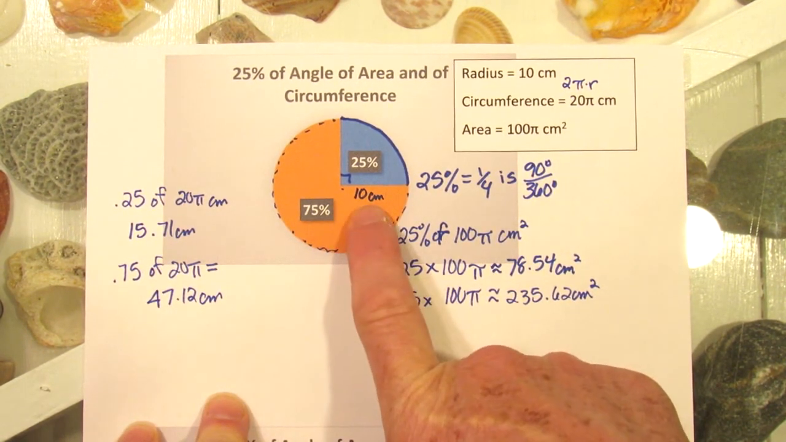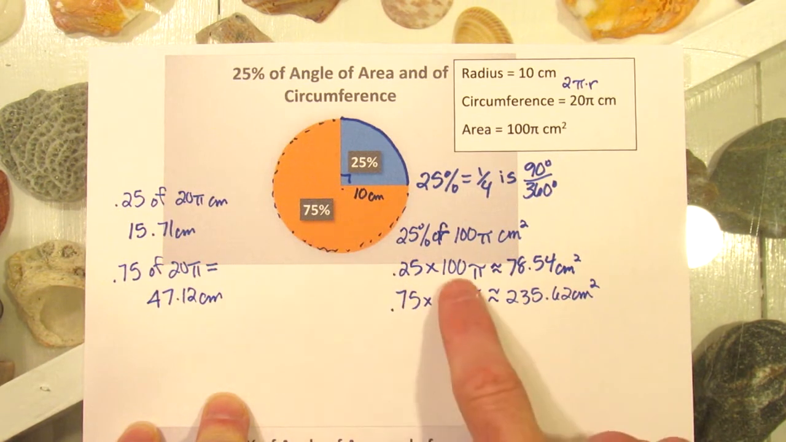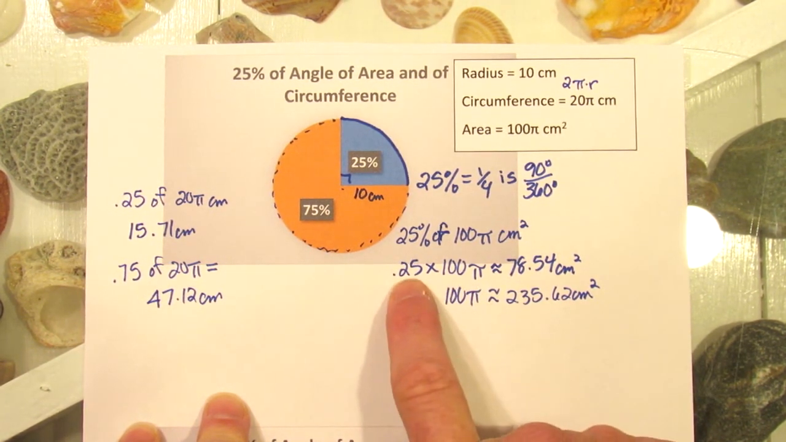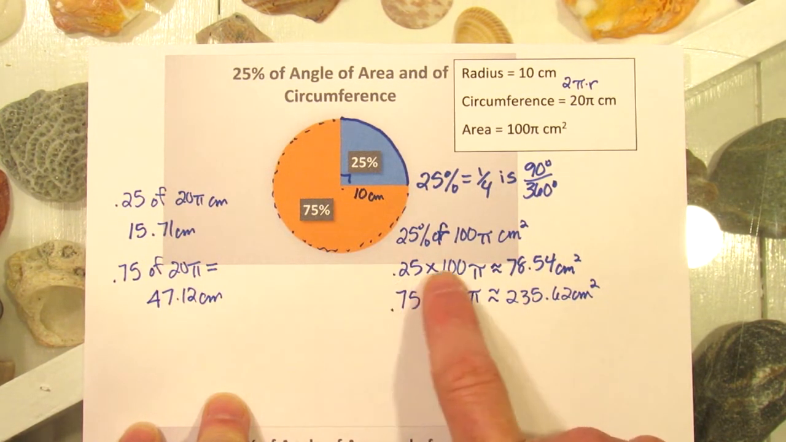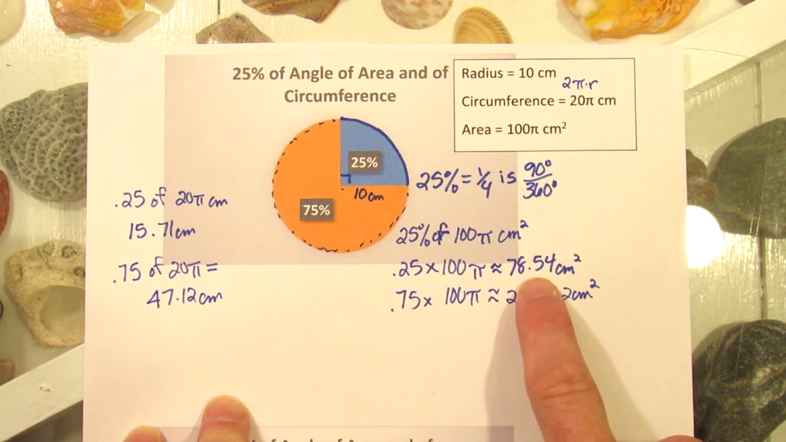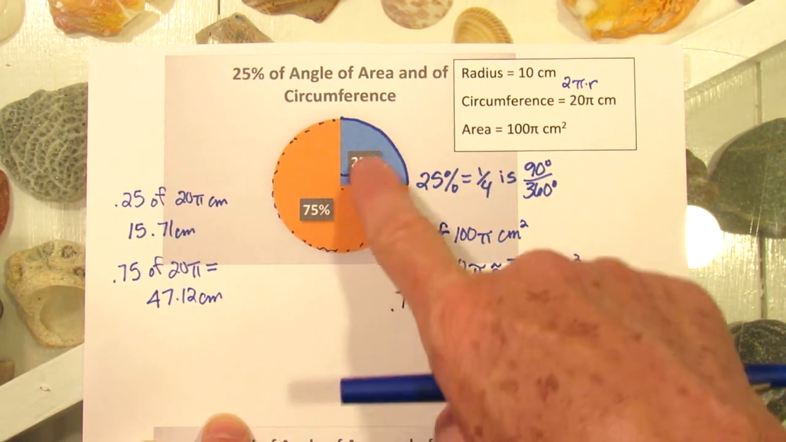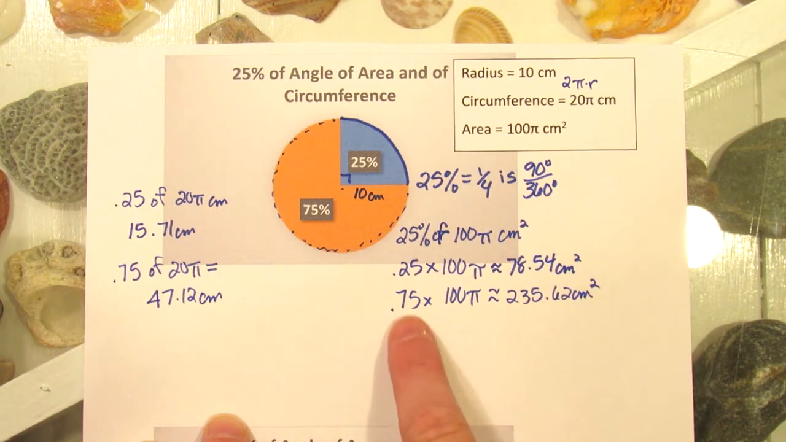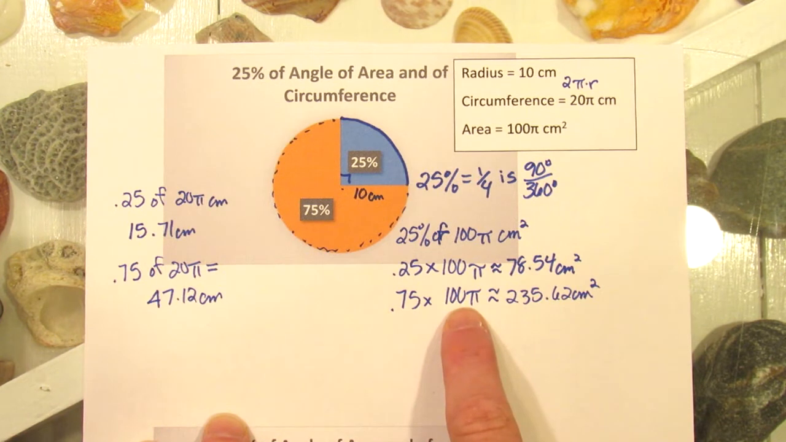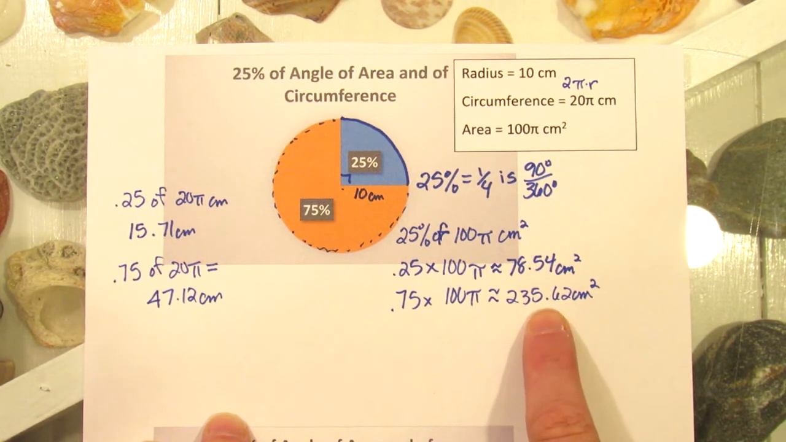So if my radius was 10 centimeters, then the area would be pi r squared, or 100 pi. 25% or 1/4 of 100 pi is approximately 78.54 square centimeters. So that's the area of the blue part. If I wanted the area of the orange part, it's 75% of the entire area. So 0.75 times pi r squared, 100 pi, is approximately 235.62 square centimeters.